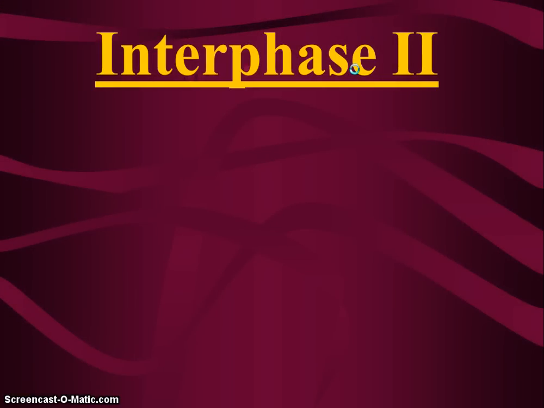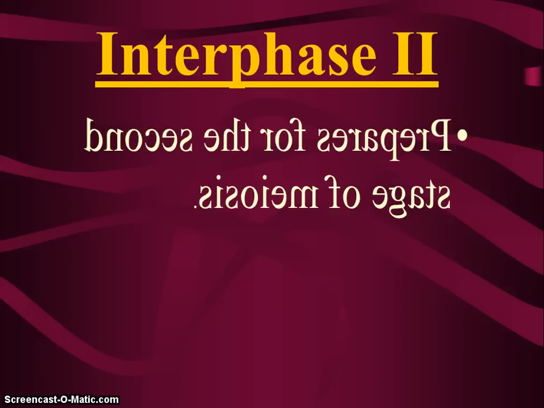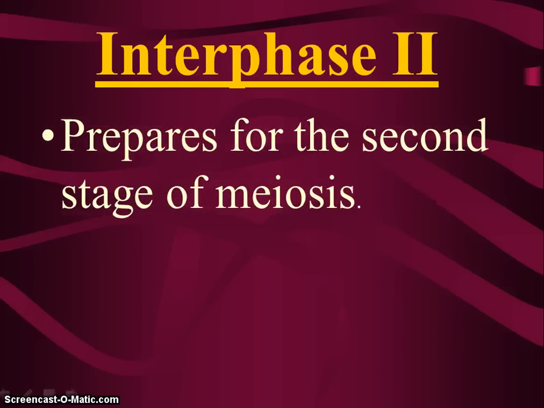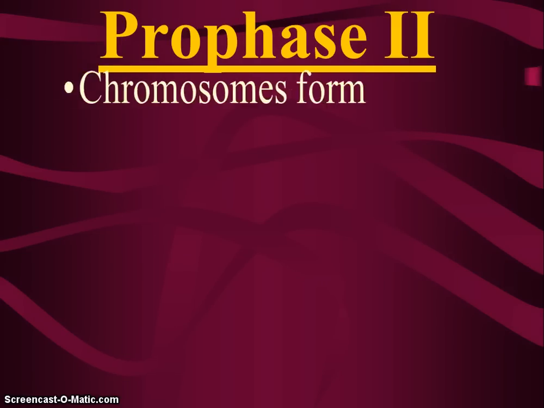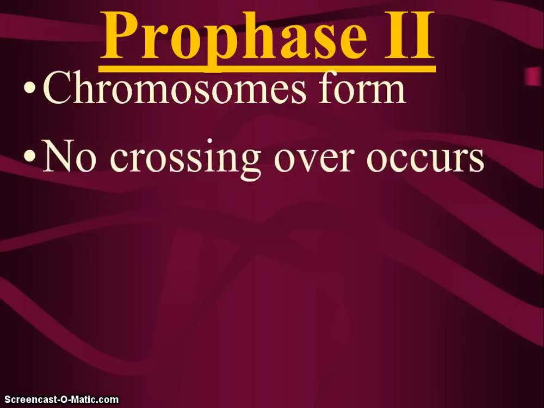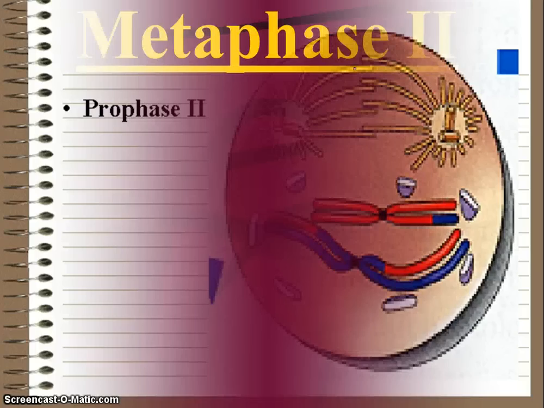All right, so now we're going to start the process over again. This is pretty much the same as a cell cycle. However, in interphase 2, it's just preparation. There's growth, but there is no doubling of the genetic material. Prophase 2, we have two cells. We have the nuclear envelope disappearing, and we have the chromosomes forming. We cannot cross over because we've already separated the genetic material. So same thing as we learned before.